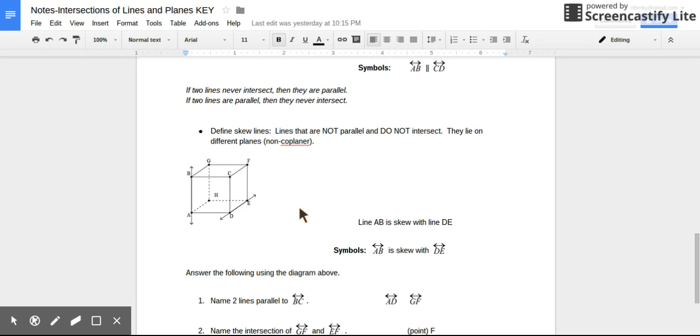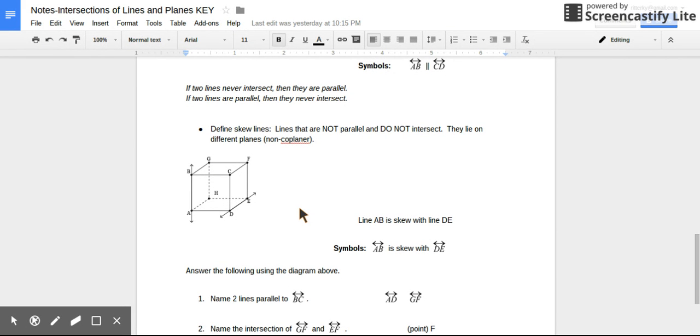Skew lines are the craziest of lines. They are lines that are not anything we've talked about. So they are lines that are not parallel and they do not intersect. And they must also lie on different planes. The only way they're not going to be parallel and not intersect is if they're on different planes.